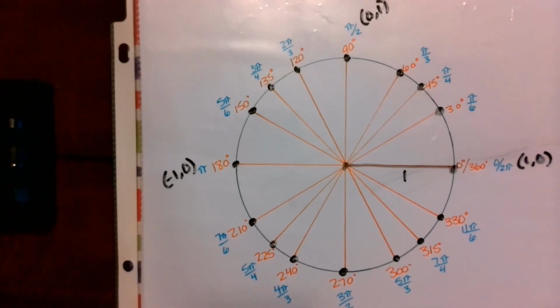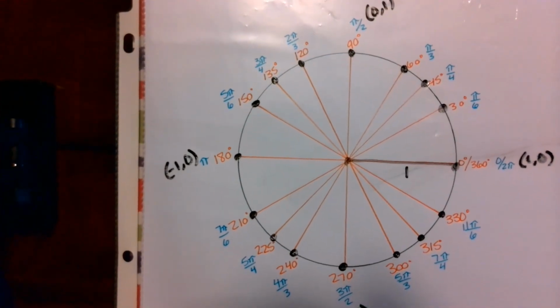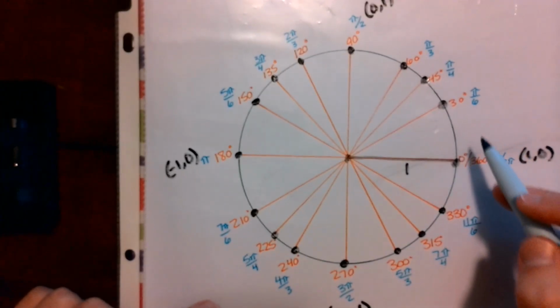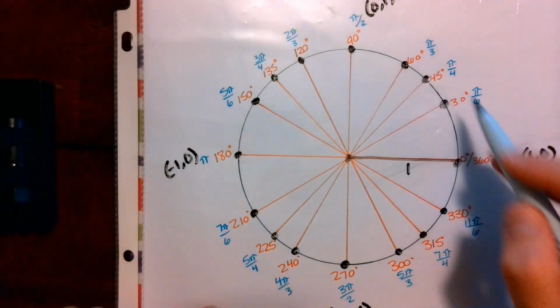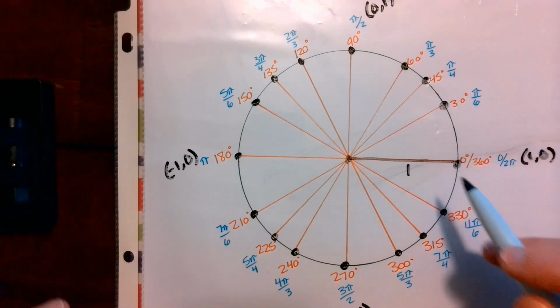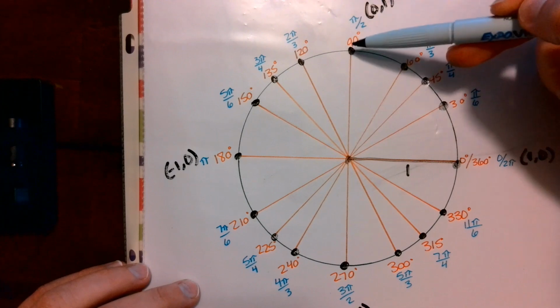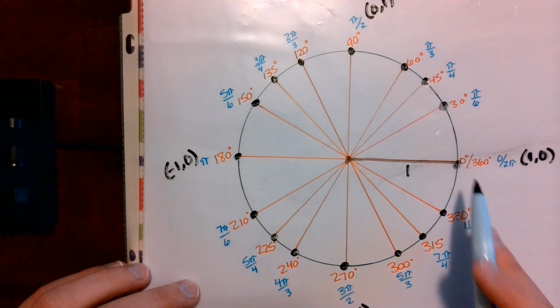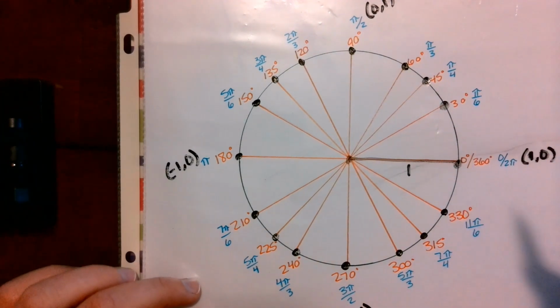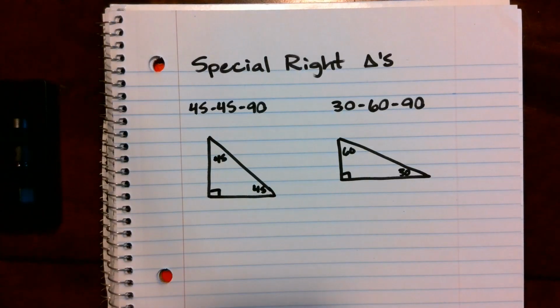But anything else is going to be a little tricky. We can guess, or at least estimate in here. We know that all of these numbers are going to be in between 0 and 1 for the x and for the y, because none of them went above this y value and none of them went past this x value either. So they're somewhere in between 0 and 1. But what are they? Which brings us to special right triangles.